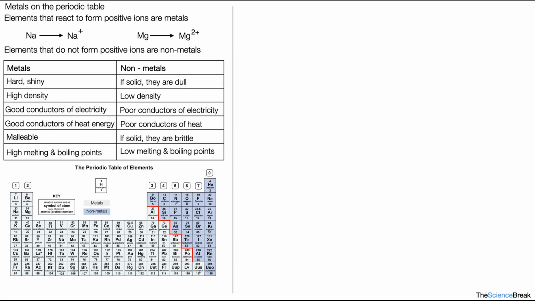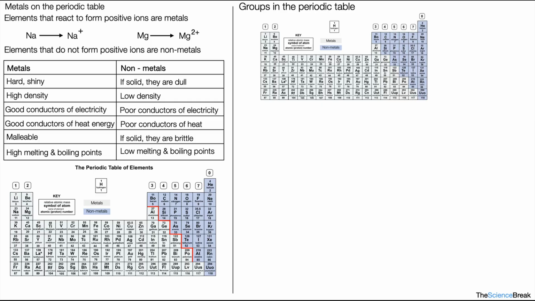Groups in the periodic table. We need to look at three groups. The first one is group 0, the noble gases.